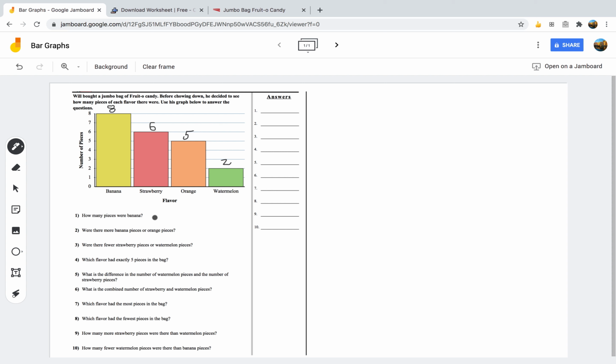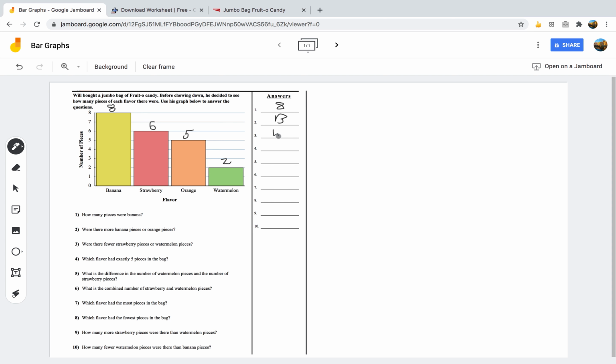So how many pieces of banana were there? Well, we just counted and there's 8. Number 2 says, were there more banana pieces or orange pieces? Well, that means we're comparing 8 banana to 5 orange. And 8 is a bigger number than 5, so there's more banana. Were there fewer strawberry pieces or watermelon pieces? Well, that's comparing 6 versus 2, right? Because there's 6 strawberry, 2 watermelon. 2 is a smaller number, so there's fewer watermelon.